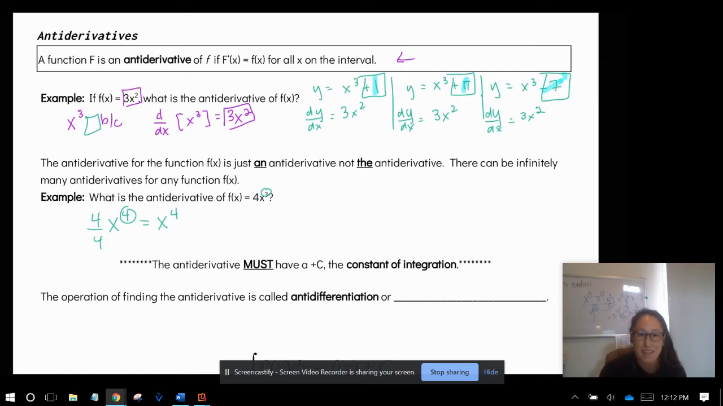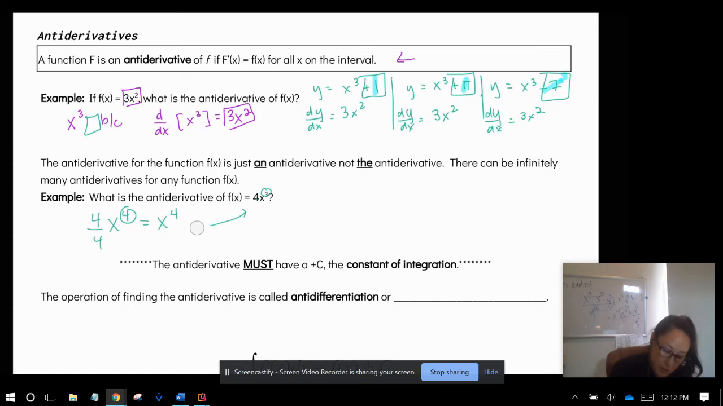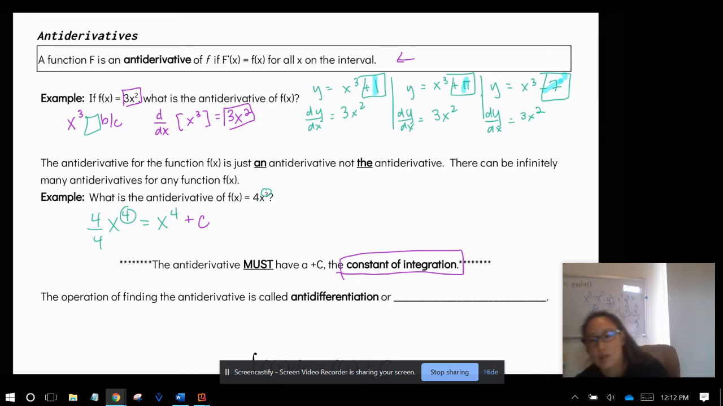But again, if I take the derivative of x to the fourth to get 4x cubed, there's a whole bunch of different equations I can write. I can add any constant I want to that equation. So to show that, what we do is we add a constant of integration. So when we take an antiderivative or an integral, we have to add that constant of integration because we don't know what number was originally there.